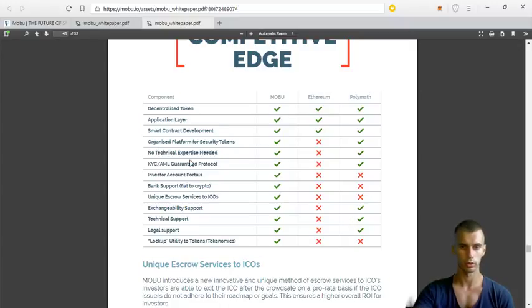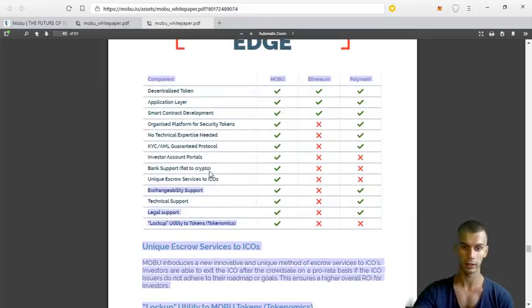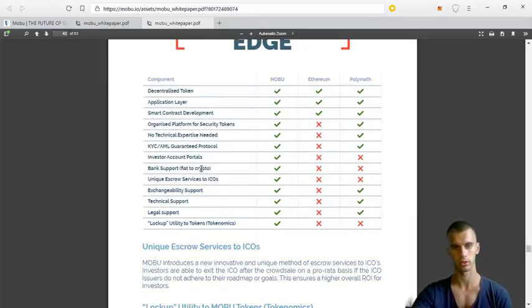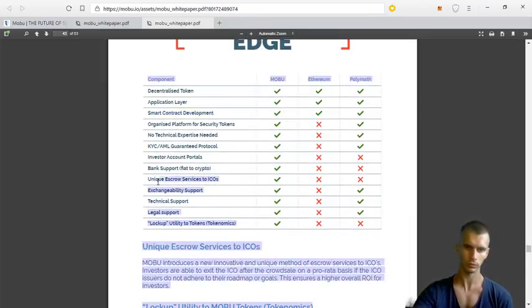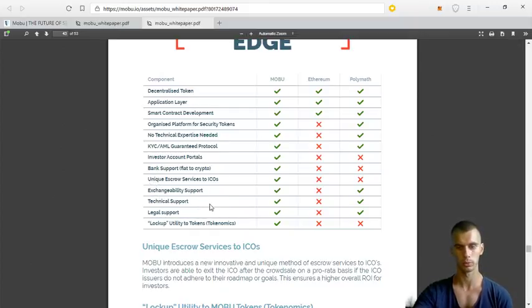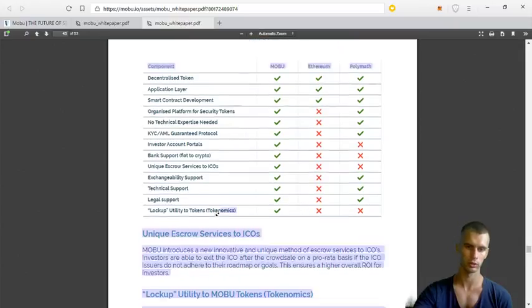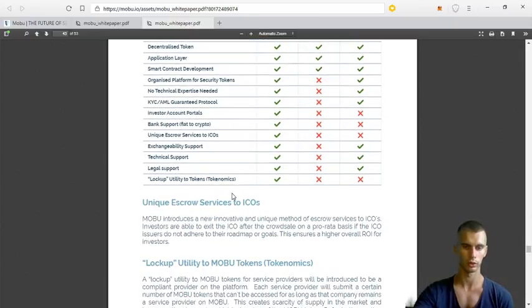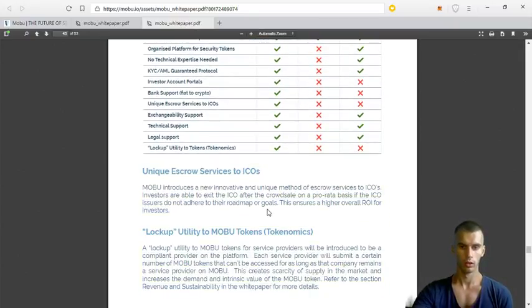Organized platform for security tokens. No technical expertise needed because you can hire developers to audit. KYC ML guaranteed. Investor accounts portal. Bank support, fiat and crypto, this is quite huge. Unique escrow services to ICOs, exchangeability support, technical support, legal support, lockup utility to tokens. Investors are able to exit, so this one is pretty good.